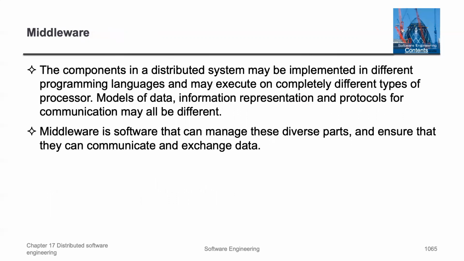So in that case, let's get into middleware. The components in a distributed system may be implemented in different programming languages and may execute on completely different types of processors. Models of data, information representation, and protocols for the communication may be different. Middleware is software that can manage these diverse parts and ensure that they can communicate and exchange data.